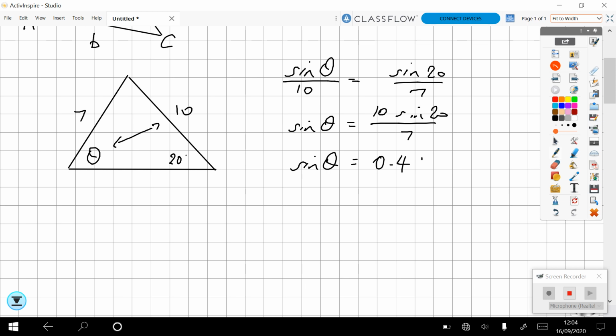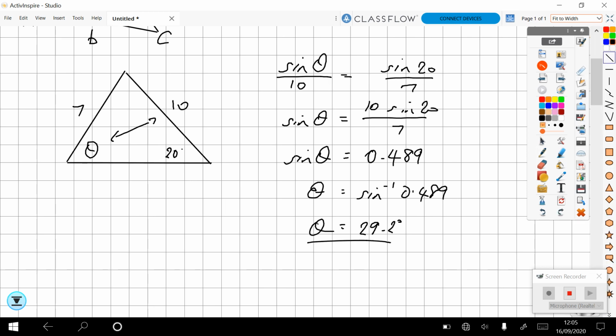And at GCSE, you would typically just inverse sine of both sides and discover that theta is 29.2 degrees to one decimal place. However, we have a bit of an issue, because you should know by now that the sine curve can produce more than one solution. And so we actually need to just make sure that this is the only solution.